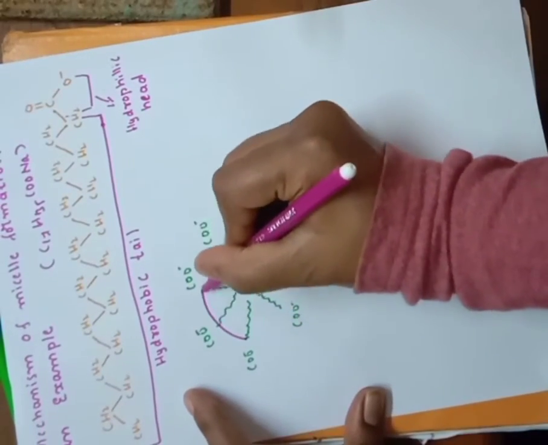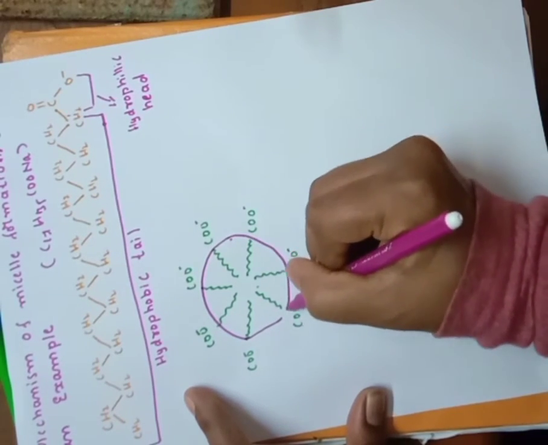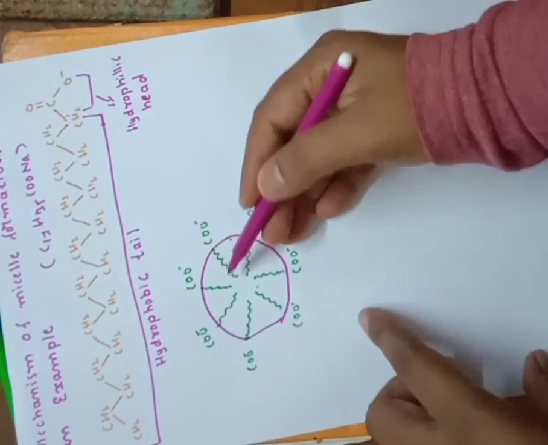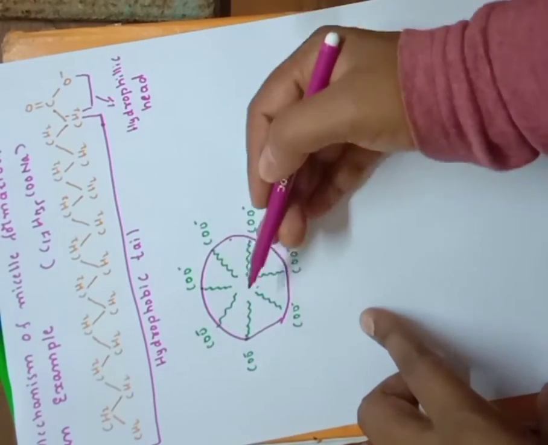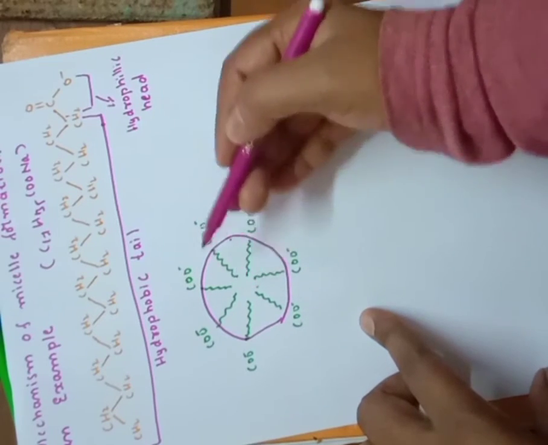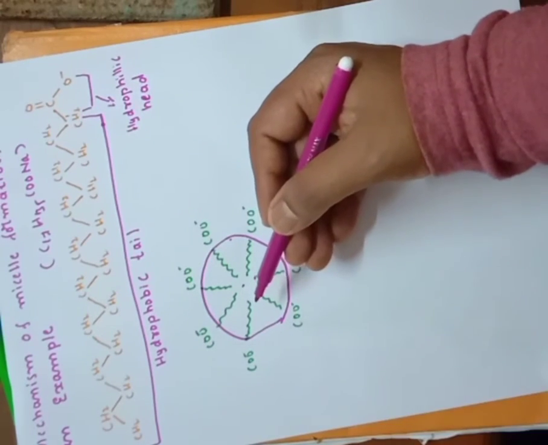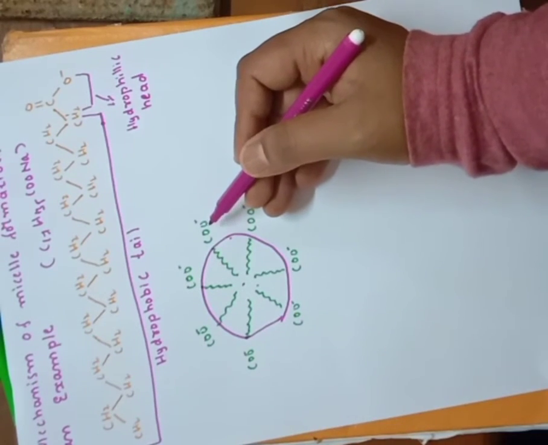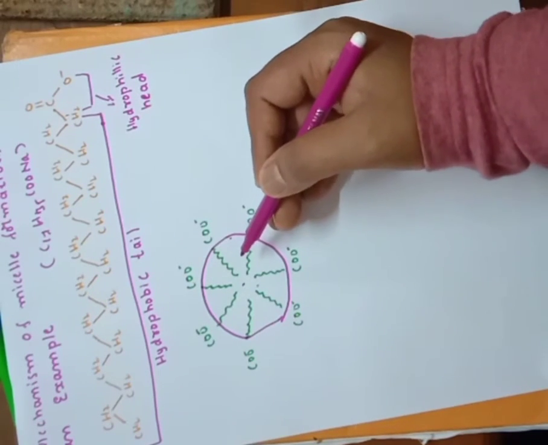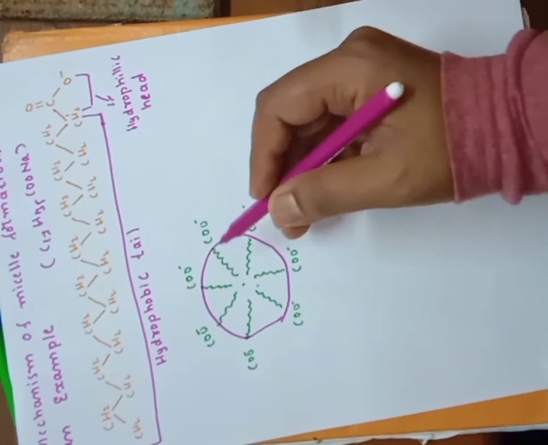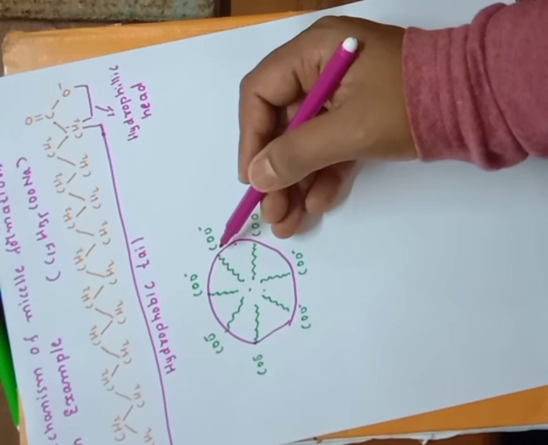This is the sphere. The end points of the hydrocarbon chains pull inwards towards the center. This is the center, this is the sphere. The ionic carboxylate groups, COO minus, are on the surface, facing outwards, outside the sphere.